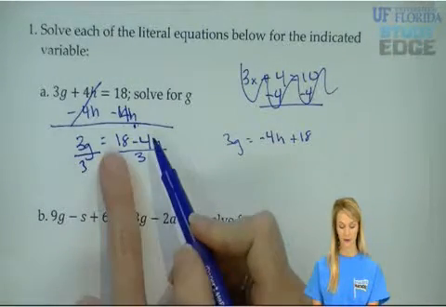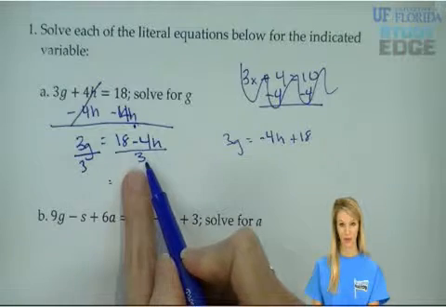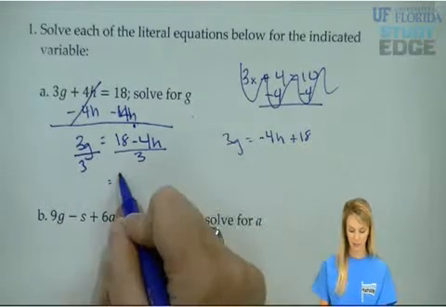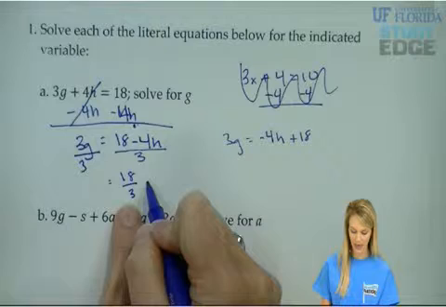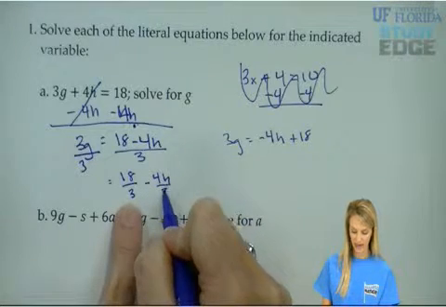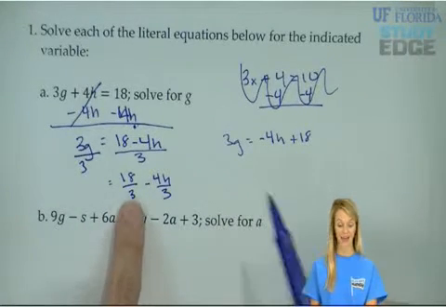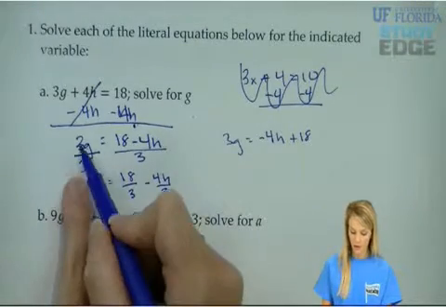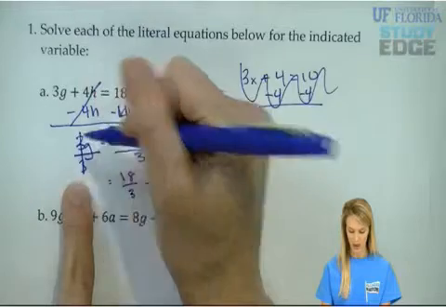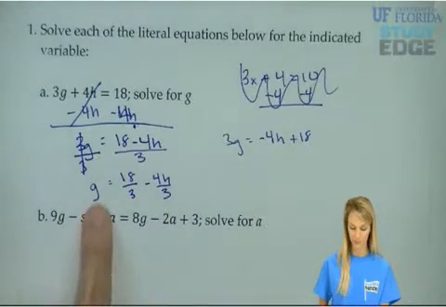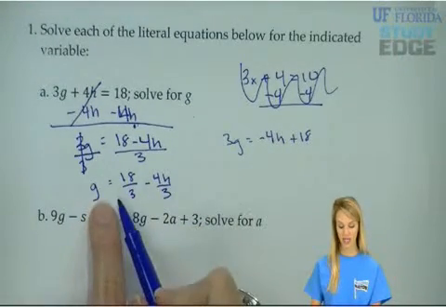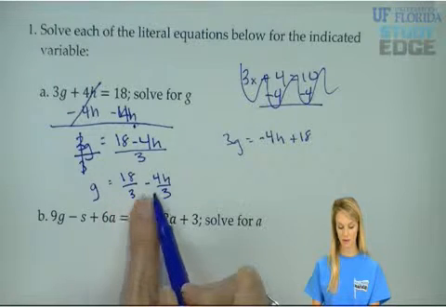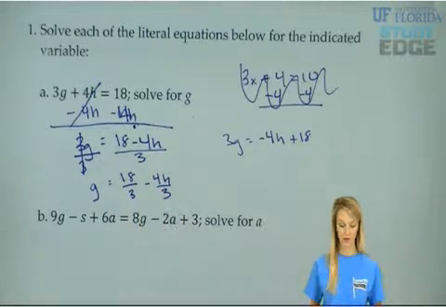What's this really saying? I have 18 minus 4h divided by 3. Break that into two different pieces. That's 18 divided by 3 minus 4h divided by 3. That's saying the same exact thing. Dividing each piece by 3, that's just what we're doing right here. All right, so we get 3g divided by 3. 3's cancel out, and we get g. So we have g equals 18 divided by 3 minus 4h over 3. Well, let's see.